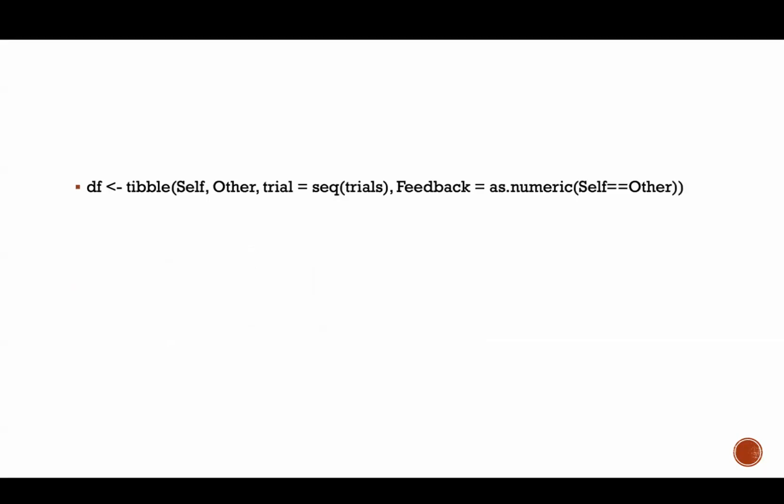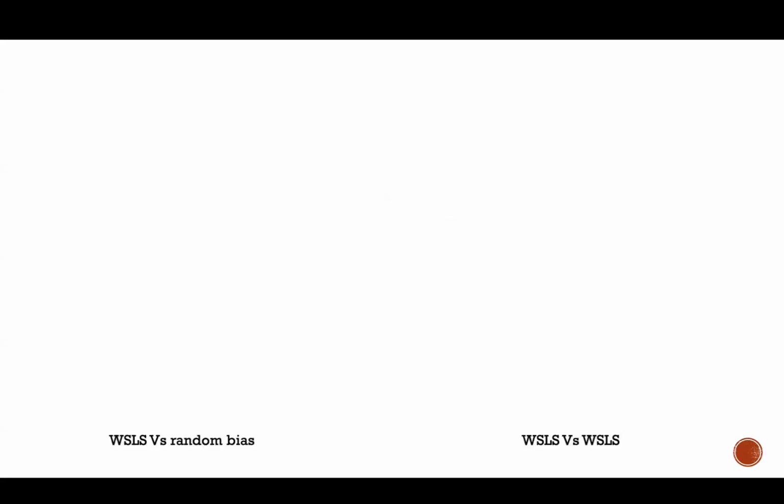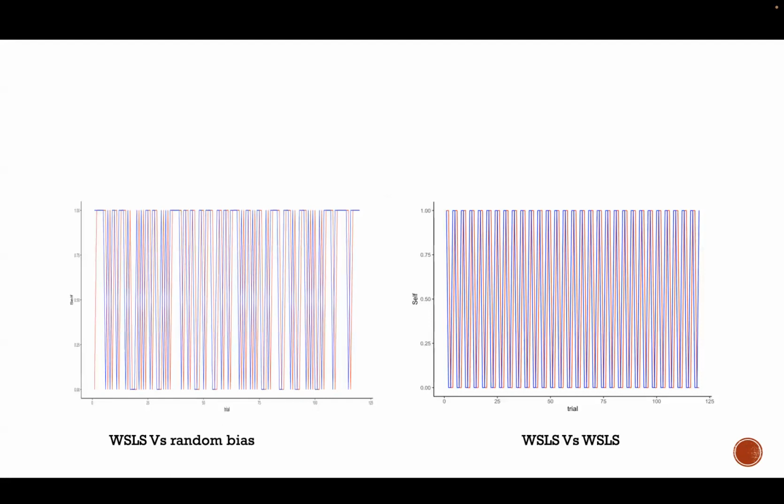Yeah, this should start to feel boring, right? The table with the self, the other, the trials, the feedback. There are no parameters, right? We don't have any bias or any noise at this stage. And then we start plotting. This is the win-stay-lose shift versus random bias that we've seen before. And this is the win-stay-lose shift versus win-stay-lose shift, which becomes perfectly symmetric, right? Perfectly regular and symmetric.